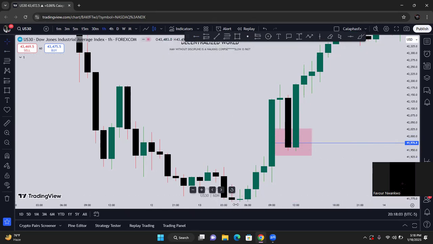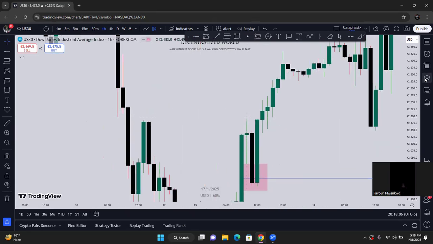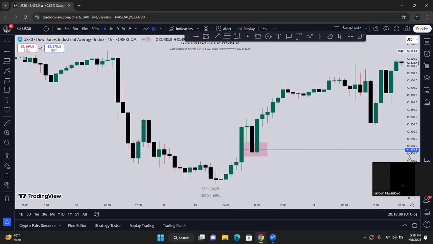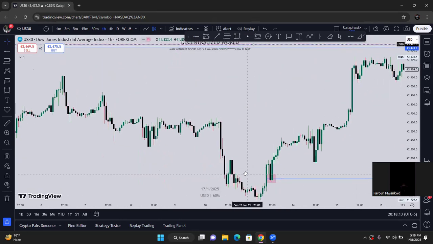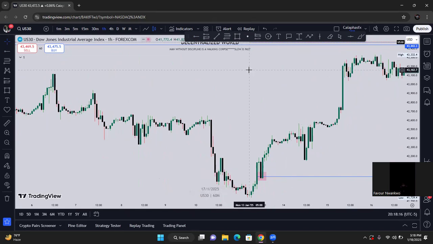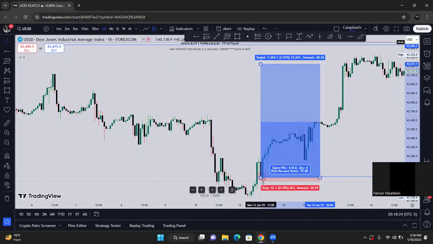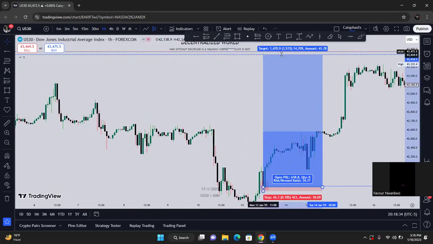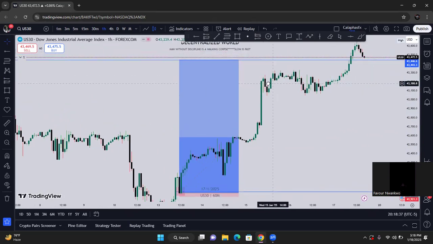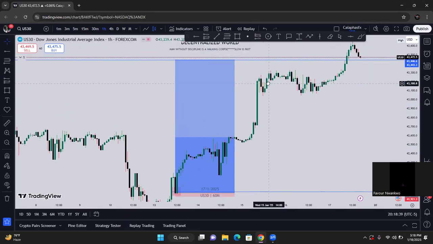Already I know that there is a breaker block that price is likely to trade into. So since my entry is there, SL could be at the low of that fair value gap. Then your TP will be at that breaker block. Have you seen it?